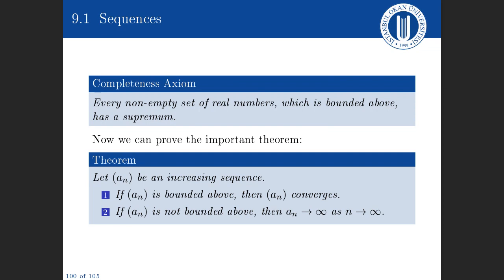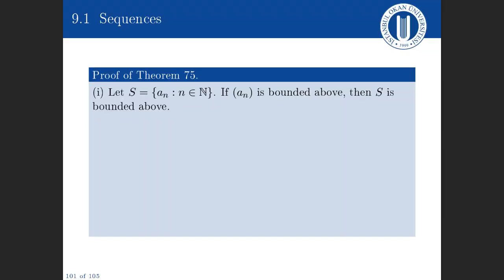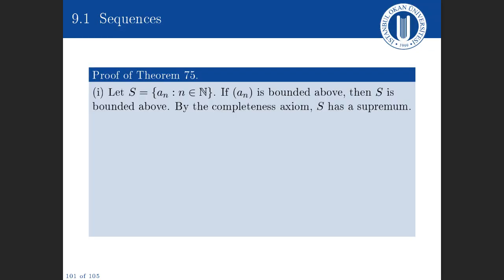Let me repeat. If a_n is an increasing sequence which is bounded above, then a_n converges. If we have an increasing sequence which is not bounded above, then a_n tends to infinity as n tends to infinity. First, let S be the set containing all of the numbers in the sequence. If the sequence is bounded above, then this set is also bounded above. And then by the completeness axiom, S must have a supremum. Let's give this supremum a name. We'll call this supremum alpha.